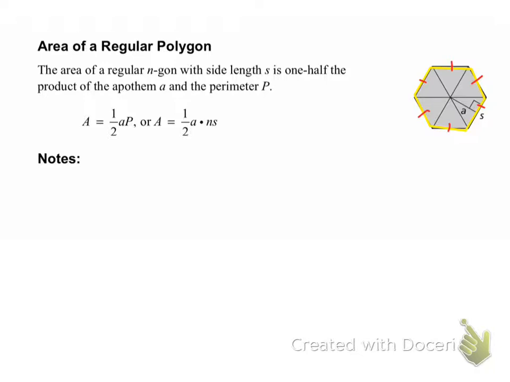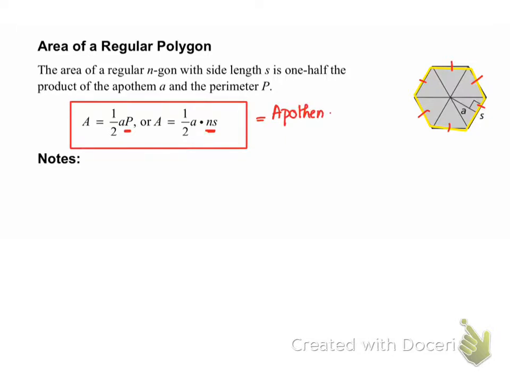A is half times a times P, and you substitute the value of P, that becomes n s. That's the perimeter. Basically, A is the apothem times perimeter. So you can rewrite it: you need to know the apothem times perimeter over 2. That you have to do. It's that simple. So you have to have the apothem here, which means you need to know how much that is.